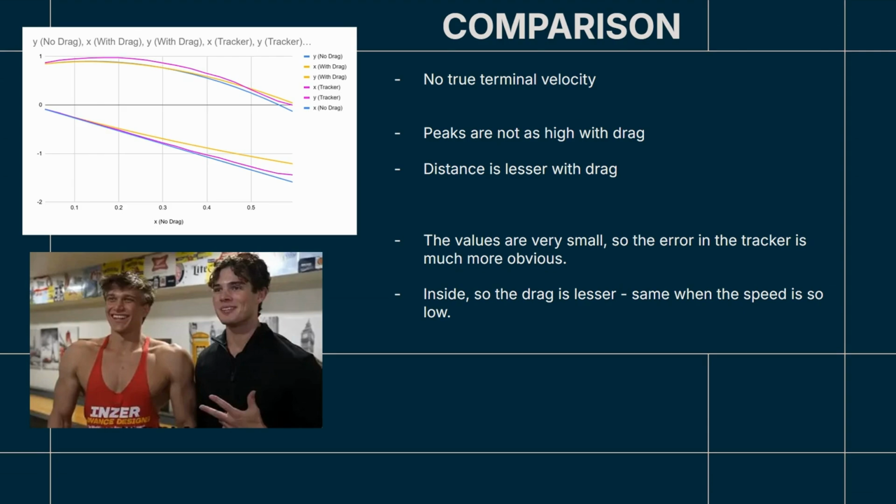Now, these values are very small. We only travel for about 0.6 seconds, and we are only traveling a distance of maybe 1.5 meters. So the error in the tracker is a lot more obvious with this small data. And so we can see that it stays a bit above on the y value, and it stays in between the two on the x value. And it is a bit wobbly due to human error on that. Now, this is inside, so the drag is lesser. However, the speed is also low, so the drag does stay at similar levels throughout both the code and the real world.